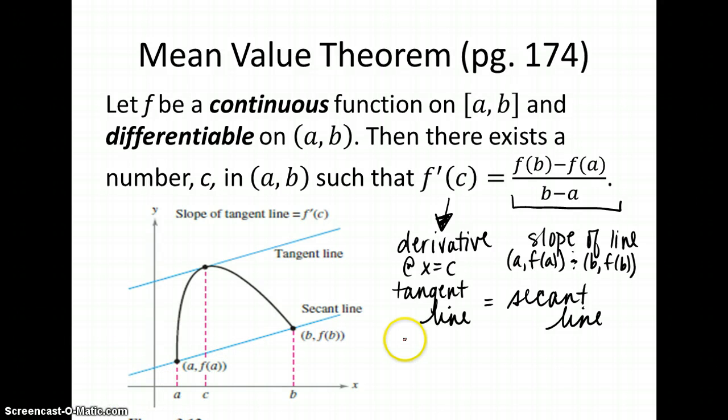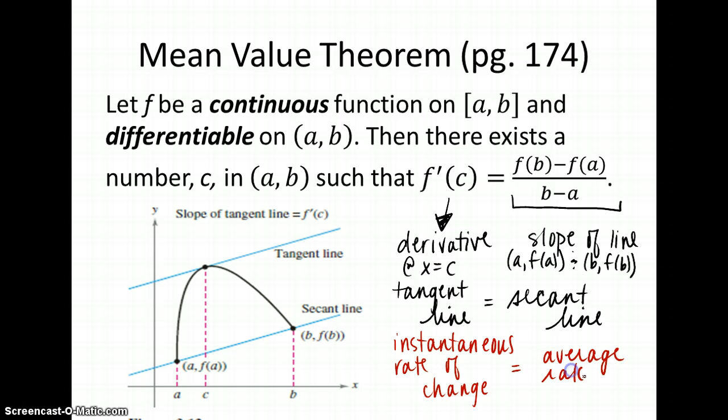So what does this tell us? The tangent line is your instantaneous rate of change. So when these conditions are met, continuous and differentiable function on a closed interval, somewhere the instantaneous rate of change, the derivative, is going to equal the average rate of change. And the average rate of change came from the slope.